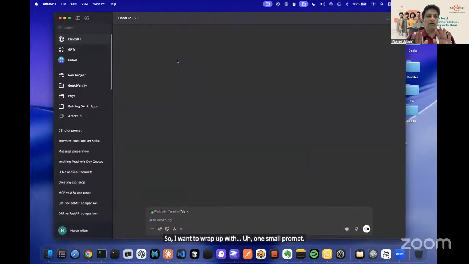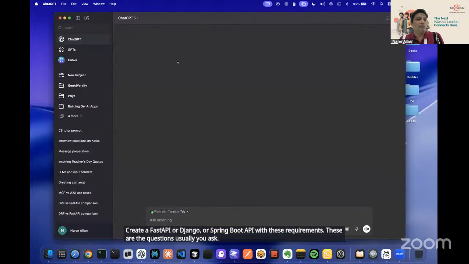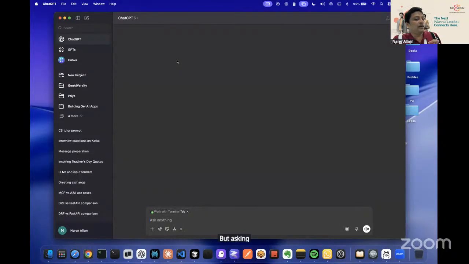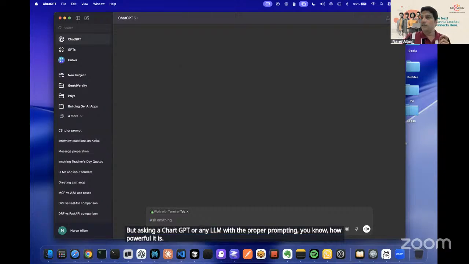For example, you take ChatGPT, right? Usually, you ask very vague questions like explain me this, or generate code for that, create a FastAPI or Django or Spring Boot API with these requirements. These are the questions usually you ask, right? But asking ChatGPT or any LLM with proper prompting, see how powerful it is. I just give you one prompt.